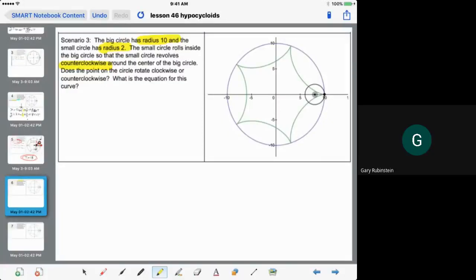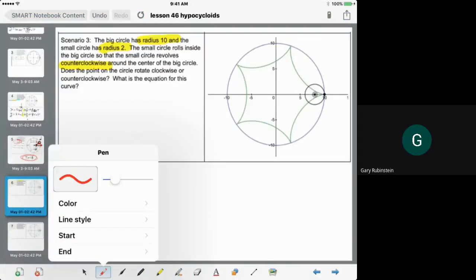Melissa, do you mean that the small point's going counterclockwise? Because the original point's going counterclockwise. Are they going in the same direction? The whole circle's going this way.